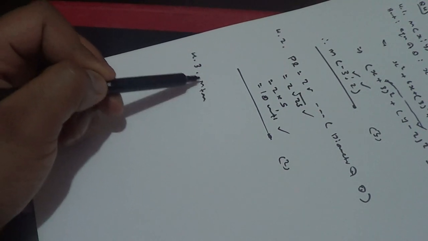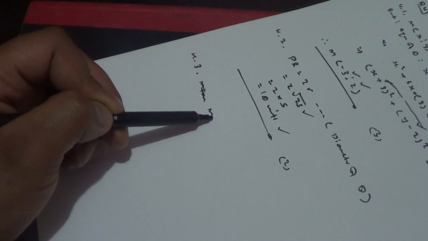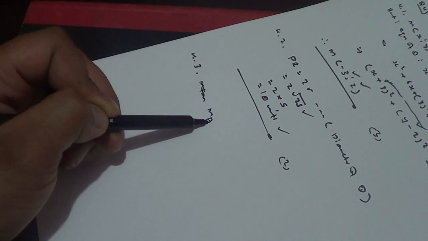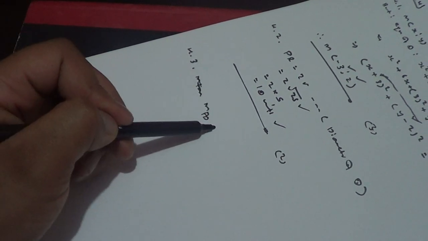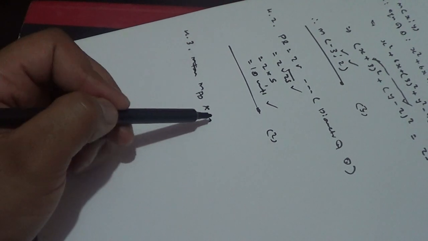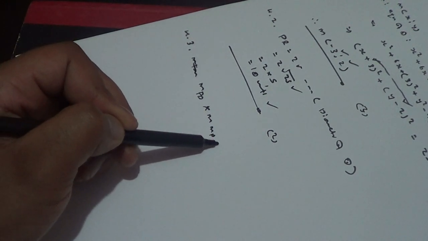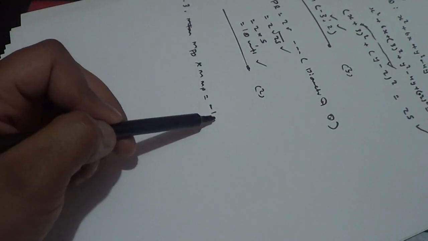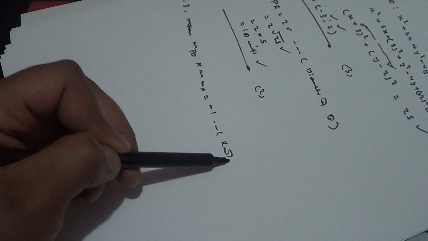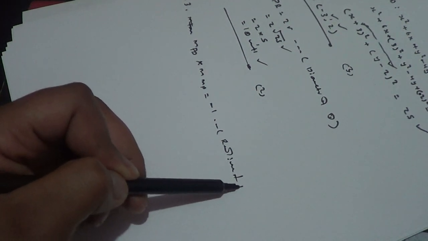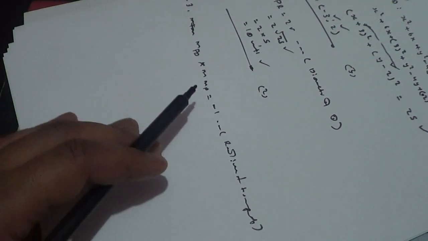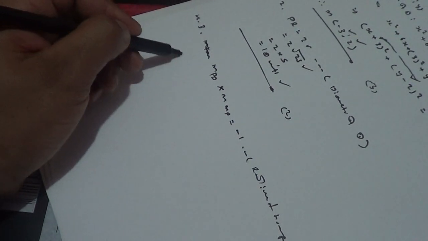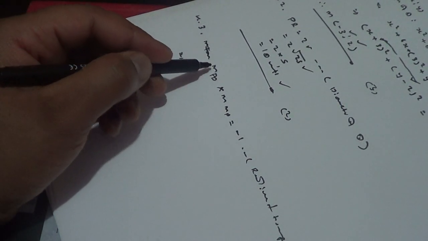is going to be, okay, let's not say that, let's just say the gradient of PD, they already told us what it is, multiplied by the gradient of MP is going to be equal to minus 1. Again, we can say radius perpendicular to tangent. That is the theorem there. Then this implies, what is the gradient of MP?